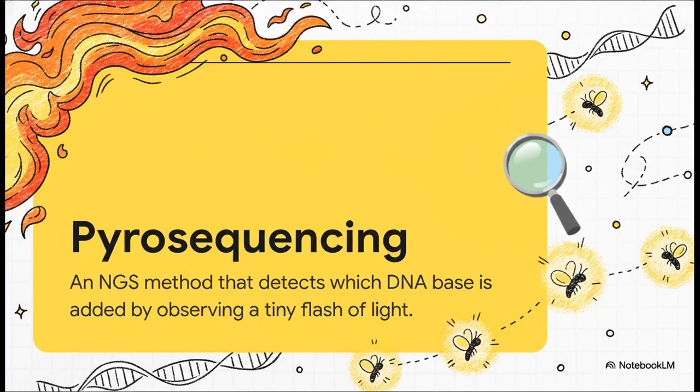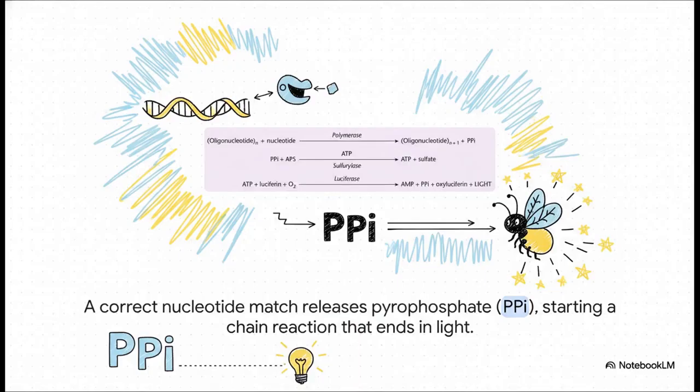First up, we've got pyrosequencing. The pyro part means fire, and yeah, that's for a good reason. This method literally watches for a tiny flash of light every single time the correct DNA letter is added to the chain. Think of it like a tiny biological firefly. The chemistry here is just fascinating.